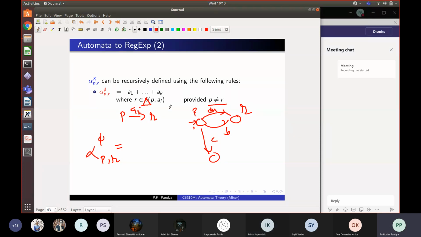Come on, this is easy. A plus B. Why? Because delta of P on A will include R, right? Maybe I can put an A here also. Still, what is my delta of P on A? It is equal to Q comma R, right? And since R is included in it, I will include A in this. Similarly, I will include B in this and I'll get the expression A plus B. So that is this rule. Is the rule clear to you? I hope the rule is clear to you.